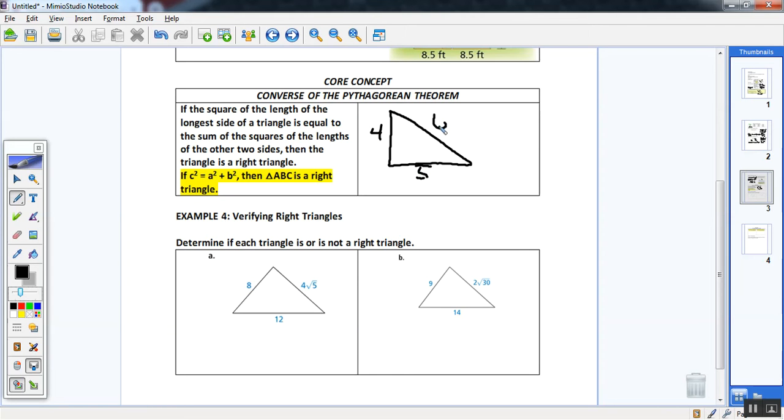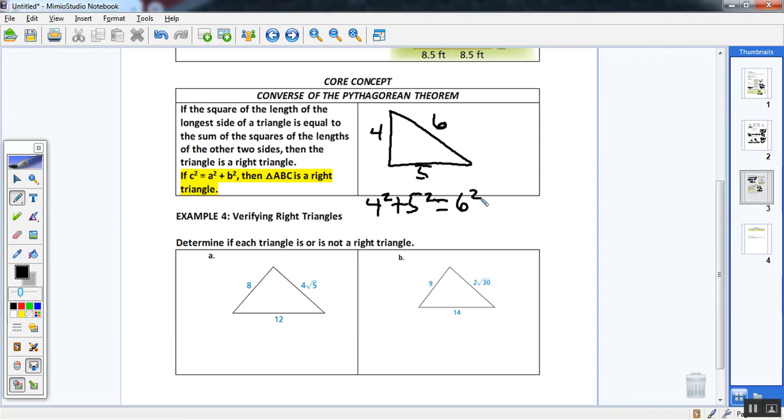Okay, the question becomes, if I have a triangle where 4, 5, and 6 are my lengths, I want to know if that's a right triangle. Well, if it's a right triangle, that would mean that the sum of these two sides squared would have to equal 6 squared, right? So what this would imply is that 4 squared plus 5 squared would have to equal what?